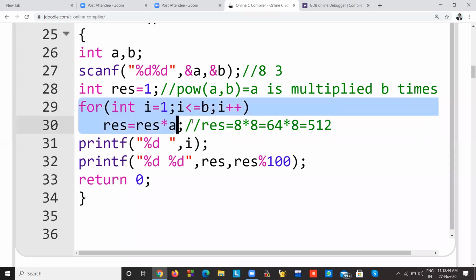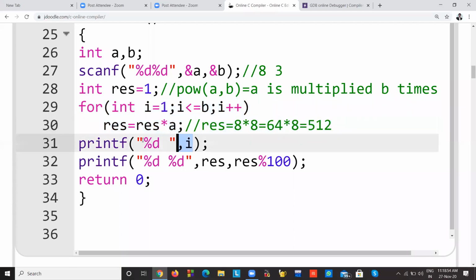So it is out of scope here. When the for loop is completed, I will be destroyed, so its life has ended. But we still want to use it outside of the loop. So this is wrong, right? That's why we are getting an error message like I is not declared.